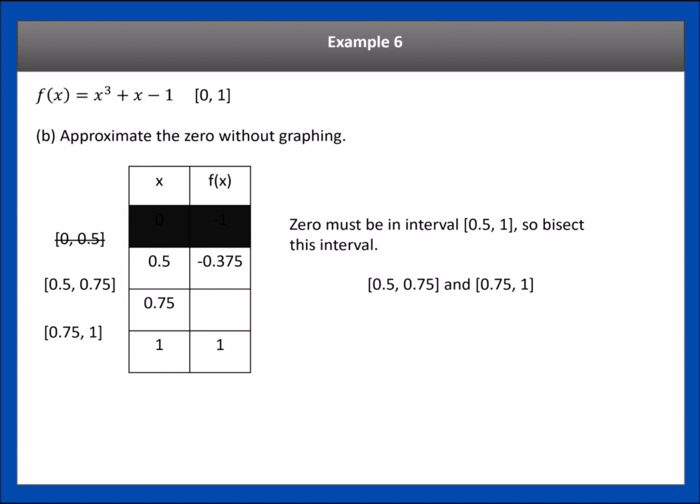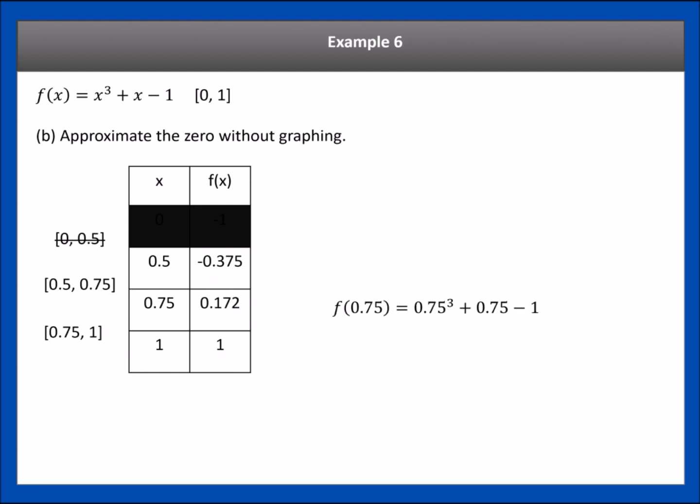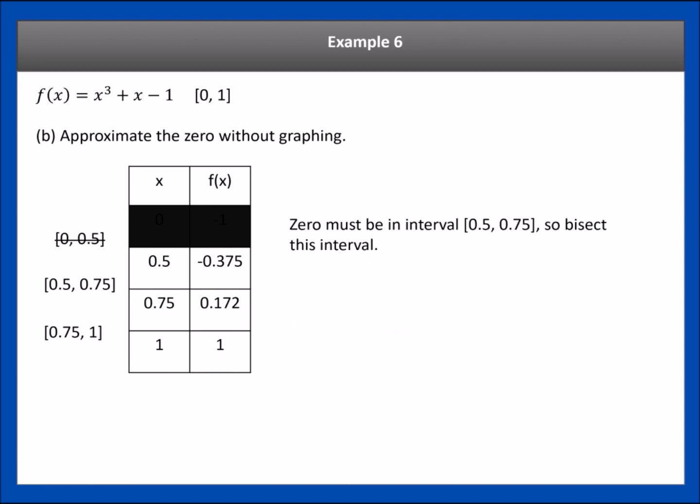Okay, so again, I crossed out that first value because we don't care about that, and I divided this into these two intervals because I cut it in half again. And now we already know what these numbers are, so let's plug in 0.75. If we plug in 0.75, we get this value right here. Now notice that the 0 must be in this interval right here, so we can get rid of this, because 0 is between this negative number and this positive number.